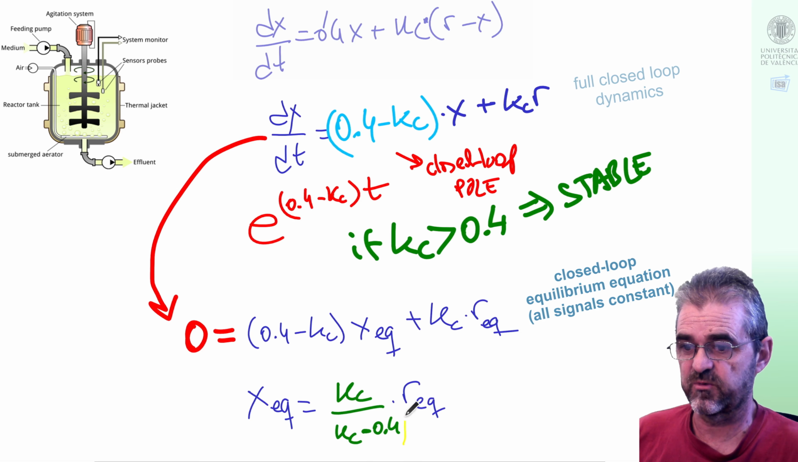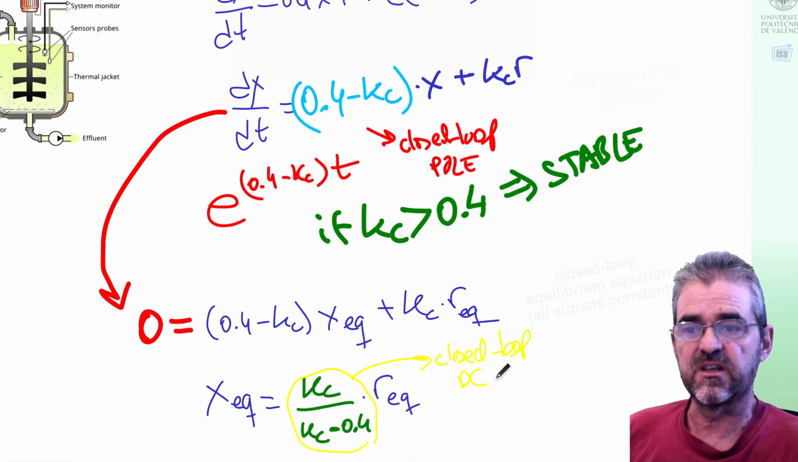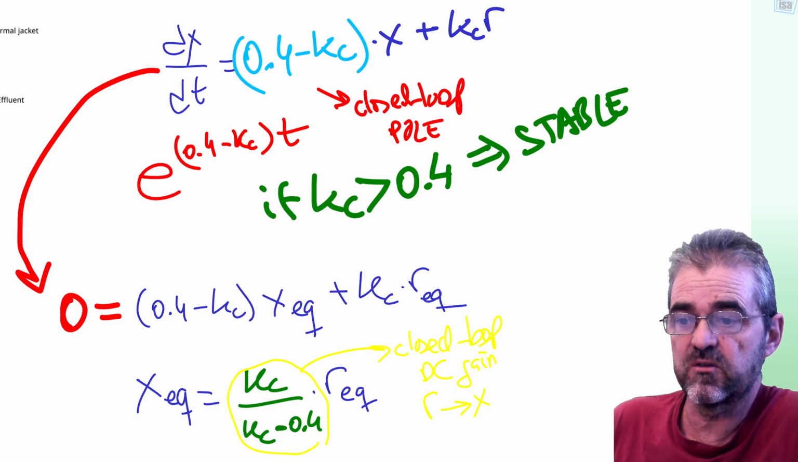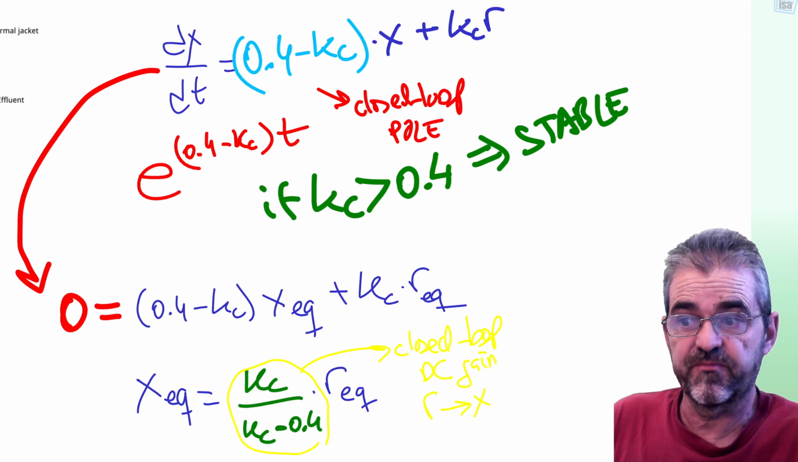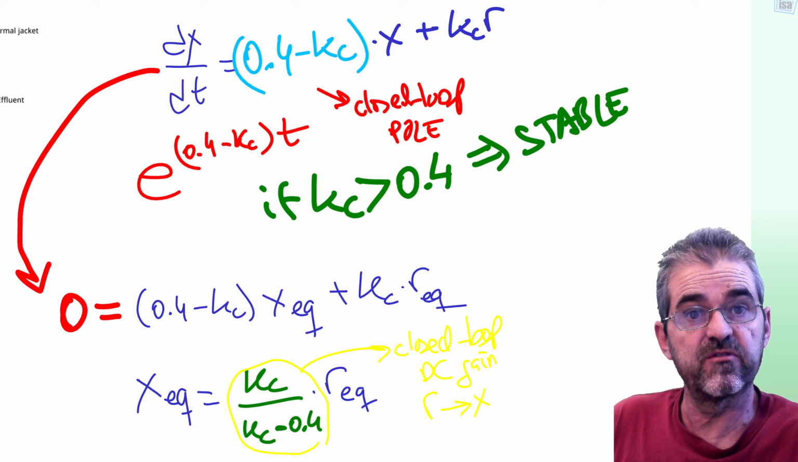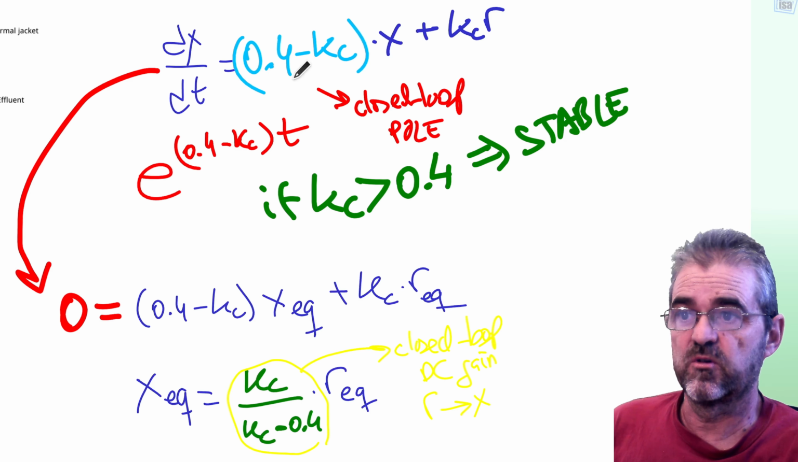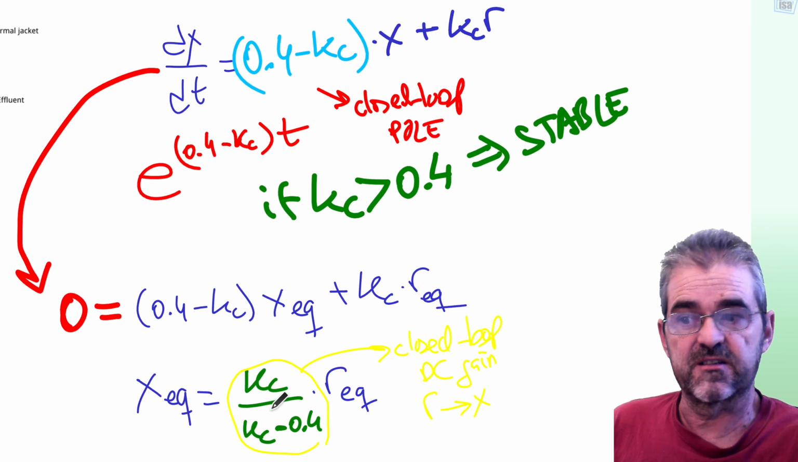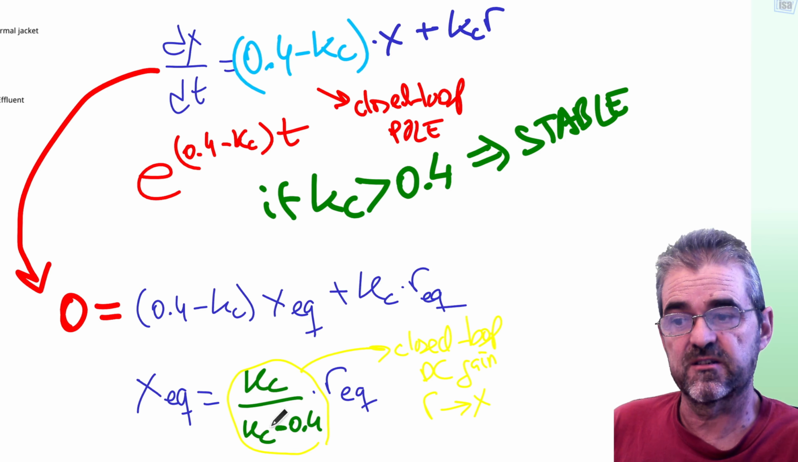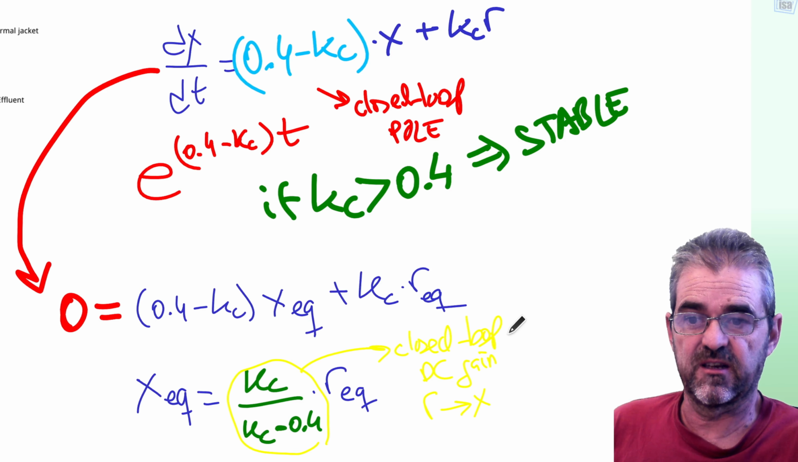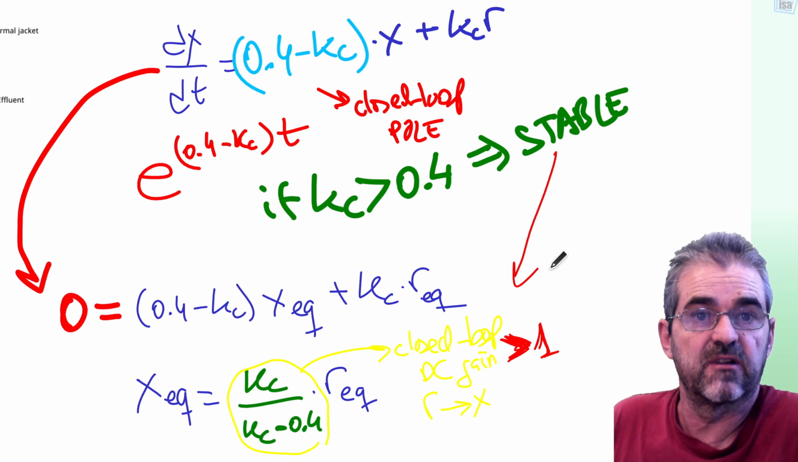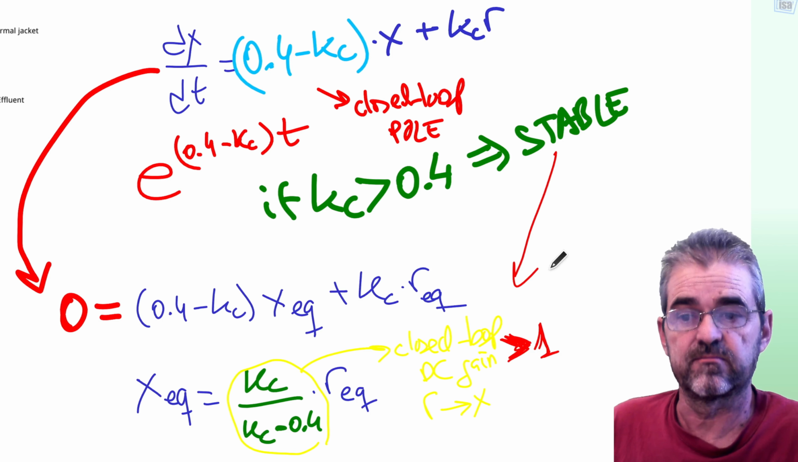this expression multiplying the set point. So the green expression will be the closed loop DC gain from set point to output. And well, we can see, for instance, that if Kc is larger than 0.4, so that the loop is stable, strictly larger, let's say I may have Kc 5, and then denominator will be 4.6. So this closed loop DC gain is strictly larger than 1 if I choose stable gains, which is the only sensible thing to do.